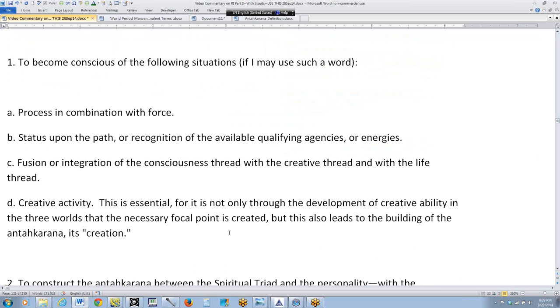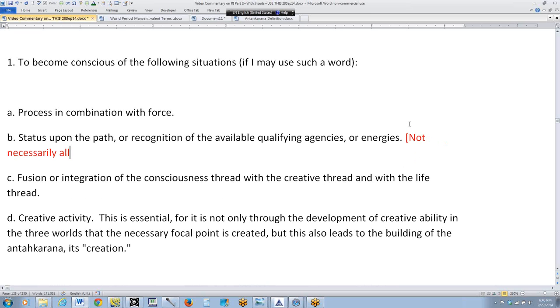Situations is interesting. Things are situated in a certain way in relationship to each other. Process in combination with force, status upon the path, or recognition of the available qualifying energy or energies. Not necessarily all energies of the spiritual triad are available to all those who begin to build the Antahkarana.